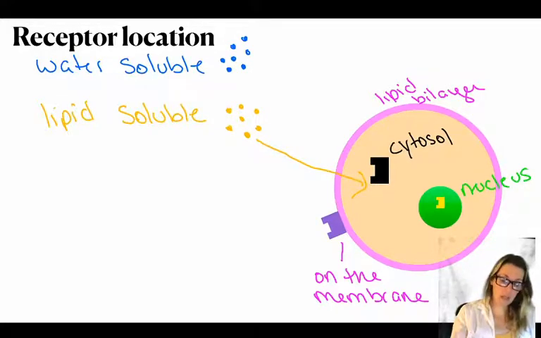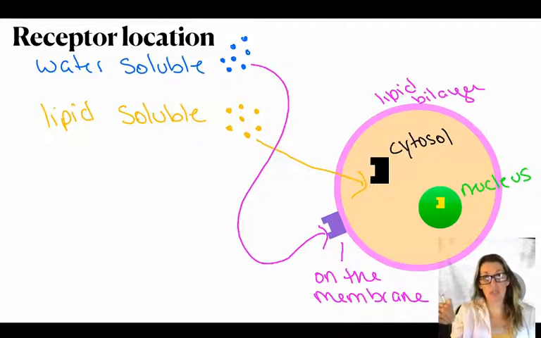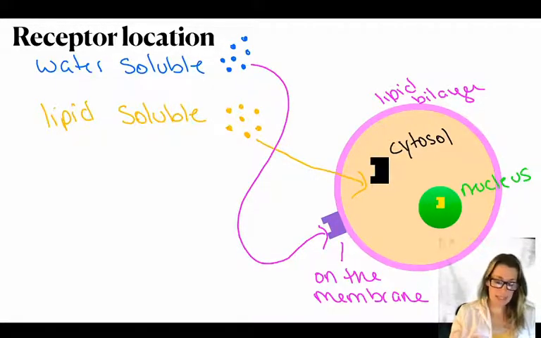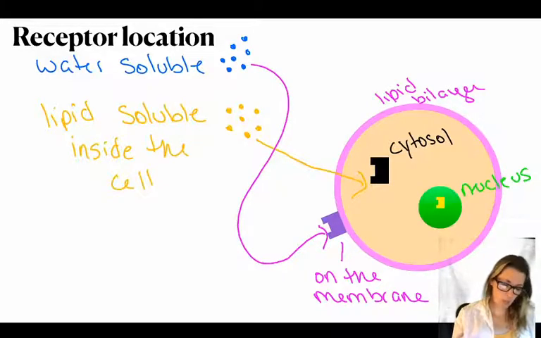So our water soluble chemical messengers are going to have receptors on the cell membrane, so that water soluble chemical messenger doesn't have to pass through into the cell to deliver its message. That's kind of the way we can think about it. So lipid soluble, their receptors are going to be inside the cell. And water soluble are going to be on the membrane.